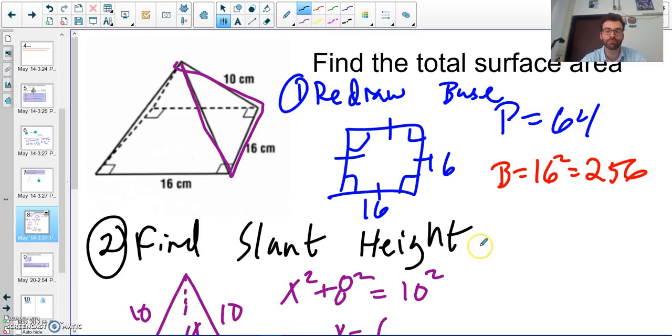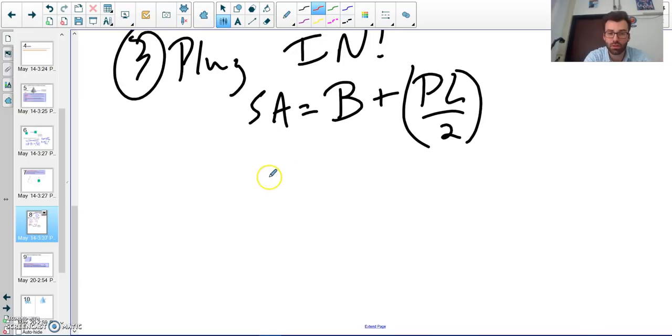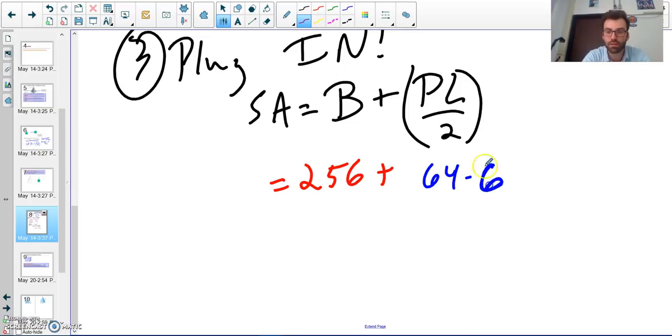Capital B was 256. So I got 256 plus my perimeter, which was 64, times my slant height, which was 6, and this is all over 2.